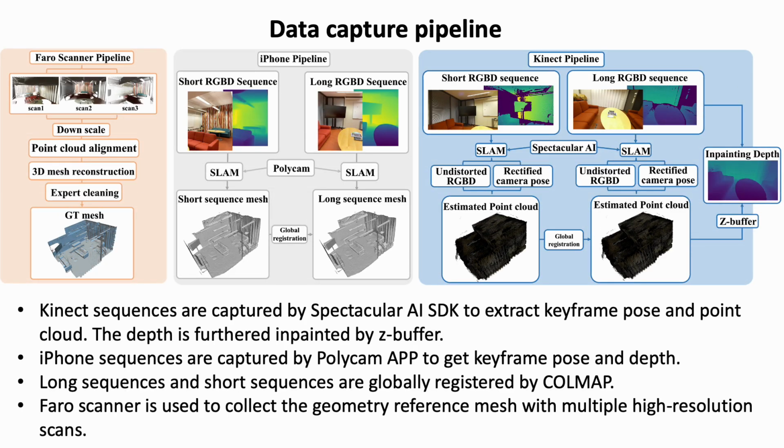Kinect sequences are captured by Spectacular AI SDK to extract keyframe pose and point cloud. The depth is further in-painted by ZBuffer. iPhone sequences are captured by Polycam app to get keyframe pose and depth. Long sequences and short sequences are globally registered by COLMAP. Faro Scanner is used to collect the geometry reference mesh with multiple high-resolution scans. We use RealityCapture to get the reference mesh from the reference point cloud. Further expert cleaning is applied to remove artifacts manually.